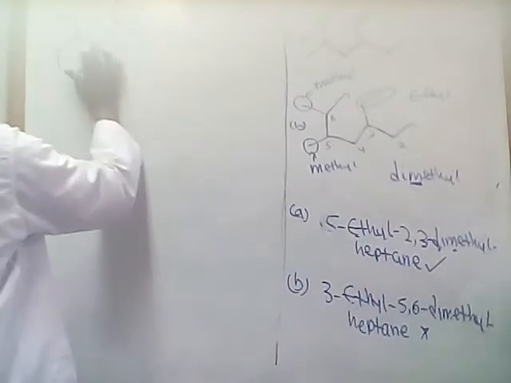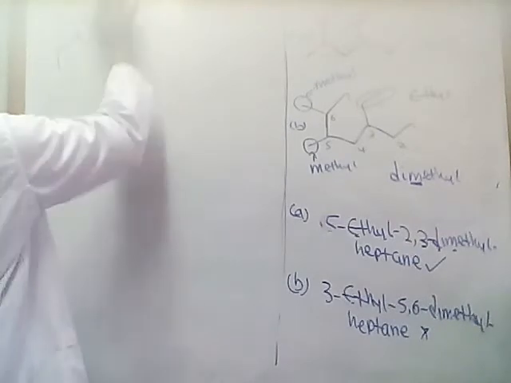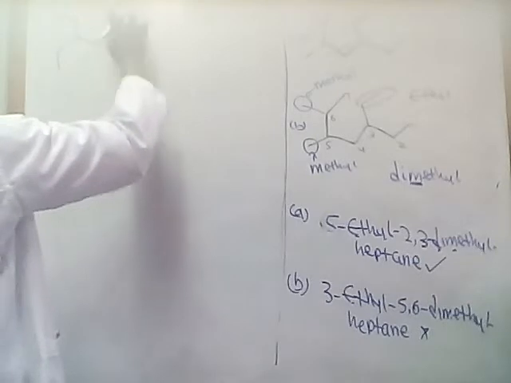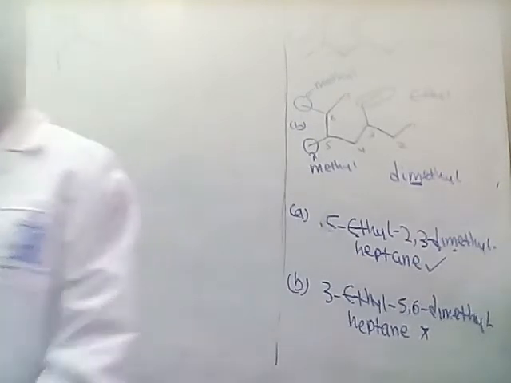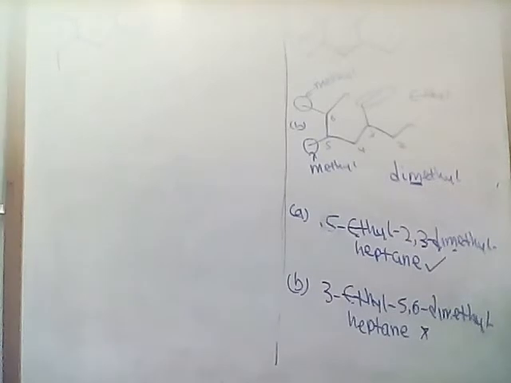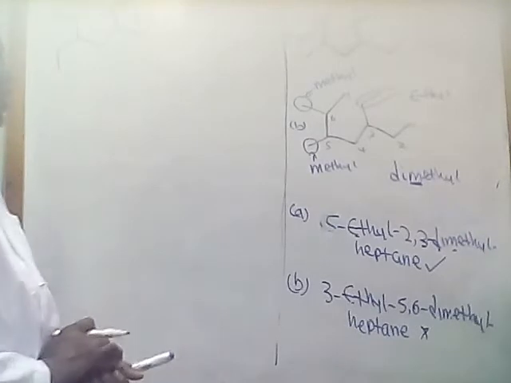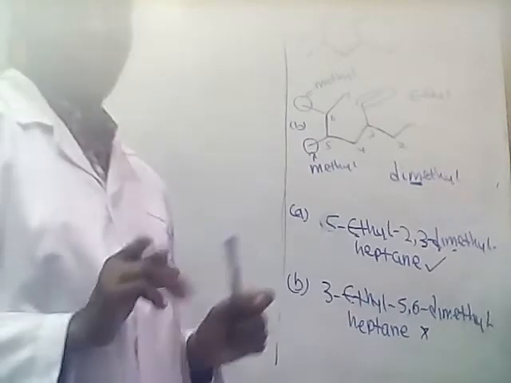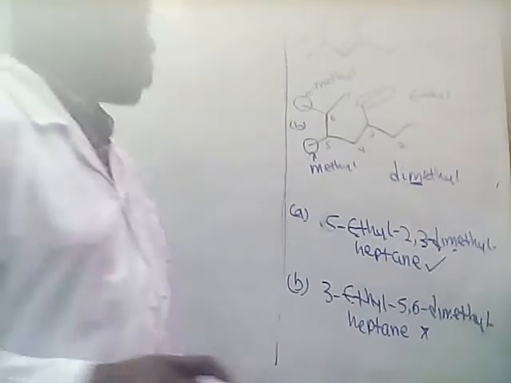The longest carbon chain is 1, 2, 3, 4, 5, 6, 7, whichever way you count. That's an interesting structure. So let's see what name you are going to give to that. Now the rules indicate that you will have to maximize the number of substituents.